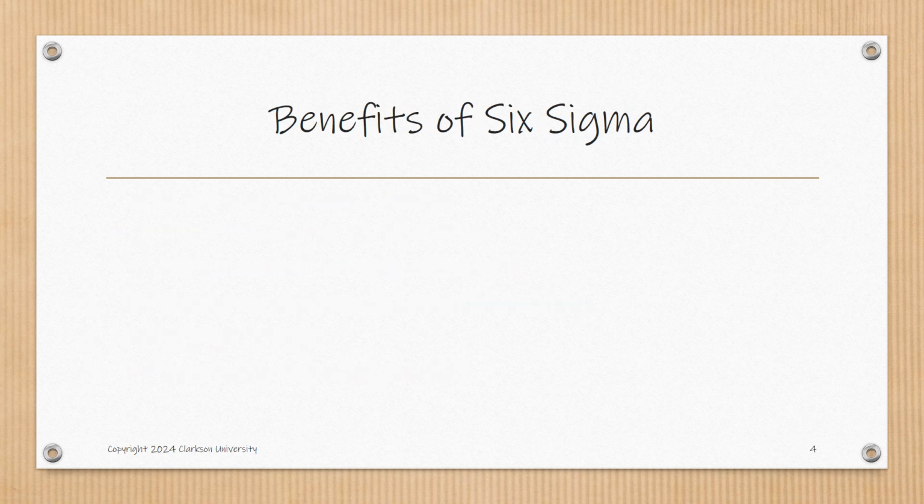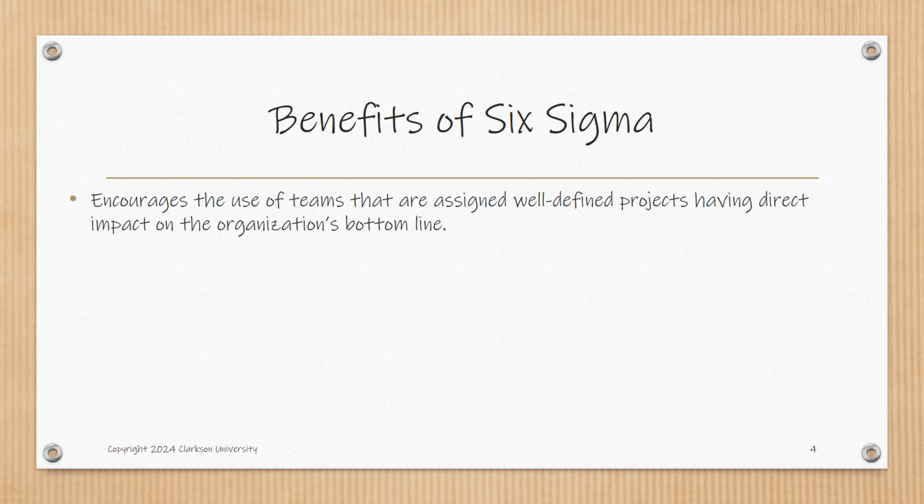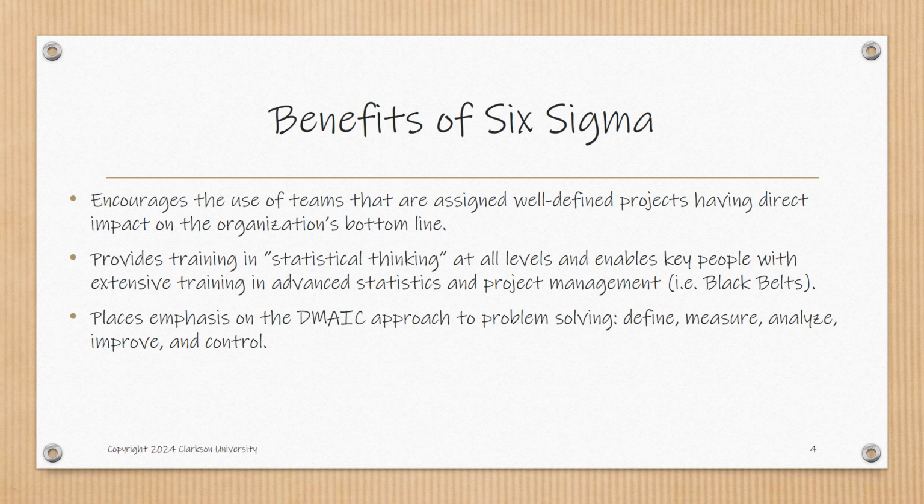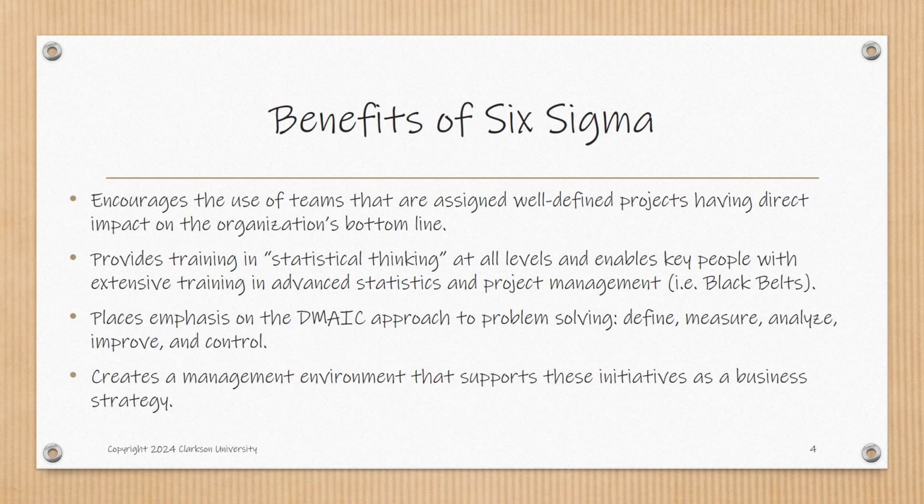Adhering to the discipline of Six Sigma can bring many benefits to an organization, and we will discuss these in greater detail here. Six Sigma encourages the use of teams that are assigned well-defined projects having direct impact on the organization's bottom line. It provides training in statistical thinking at all levels and enables key people with extensive training in advanced statistics and project management known as black belts. It places emphasis on the DMAIC approach to problem solving, including the define, measure, analyze, improve, and control phases.